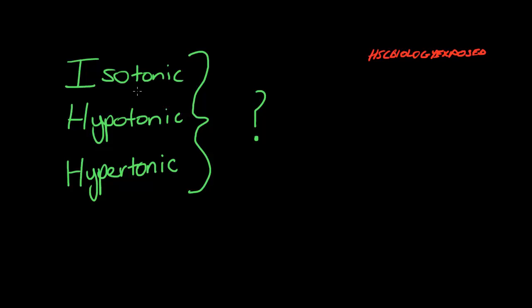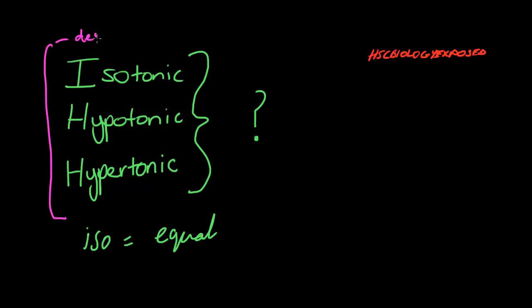Sometimes we know iso means one, or it also means equal to. So let's just say it's defined as equal. Iso equals equal. Now we know that iso, since it is equal, and all of these terms are describing solutions. So we need to figure it out.